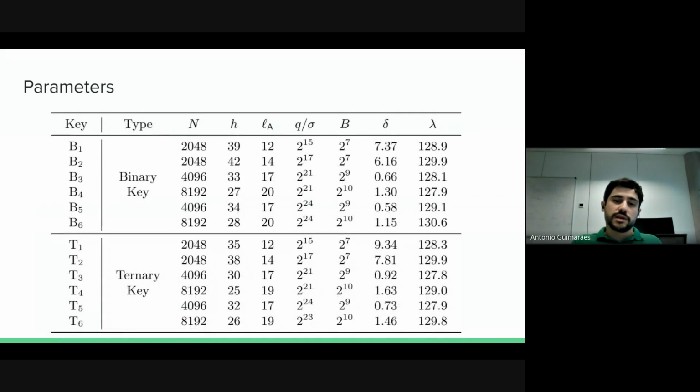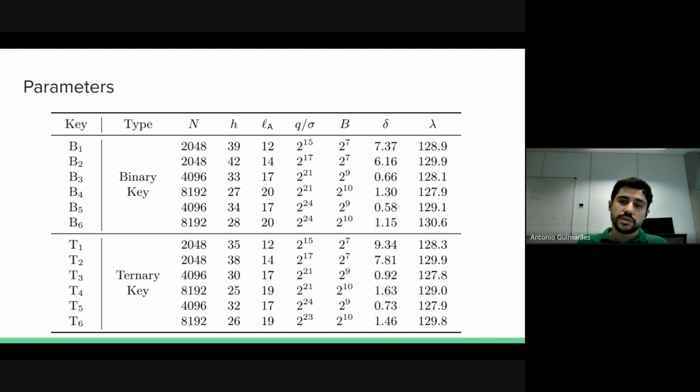Finally, to the results, we test for binary, ternary, and arbitrary keys. I'm showing the parameters here, and an interesting observation is that even though we're doing a bootstrapping for RLWE, we are able to work with a very small modulus. This value Q over sigma, which is modulus over noise, if you go for CKKS, for example, would be something like 100 bits, and here we are working with something between 15 and 24 bits. And so this is a very big difference, even with a very large number of messages.